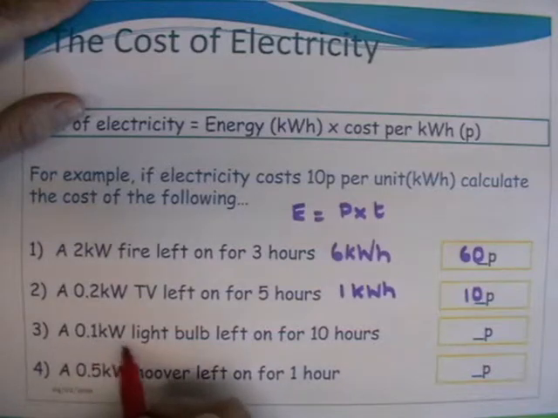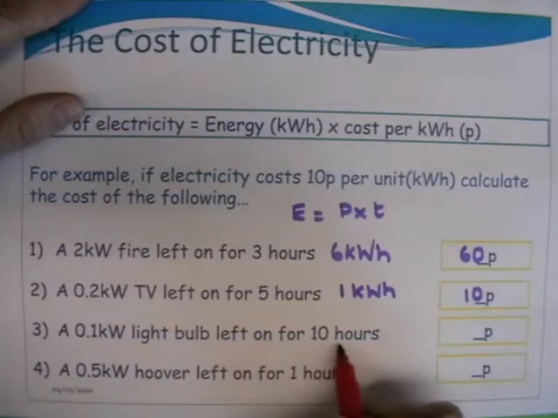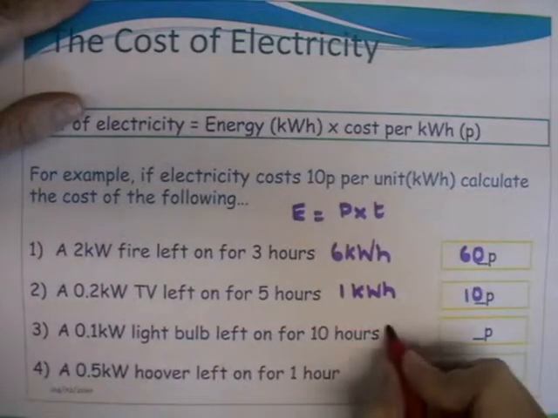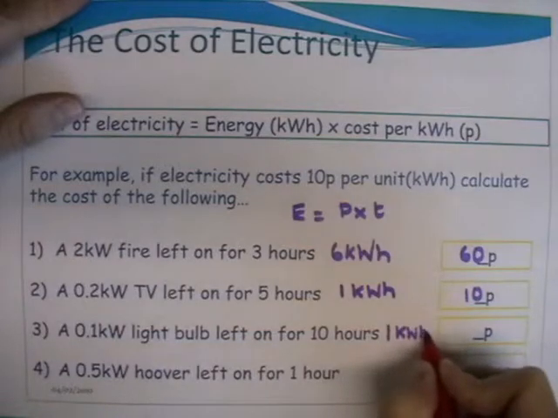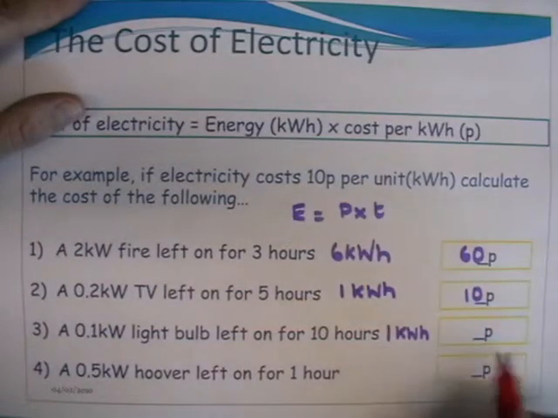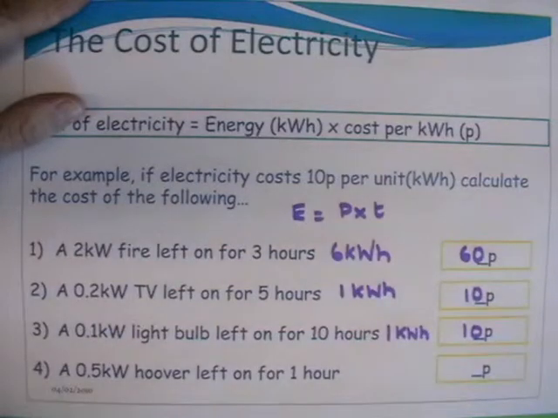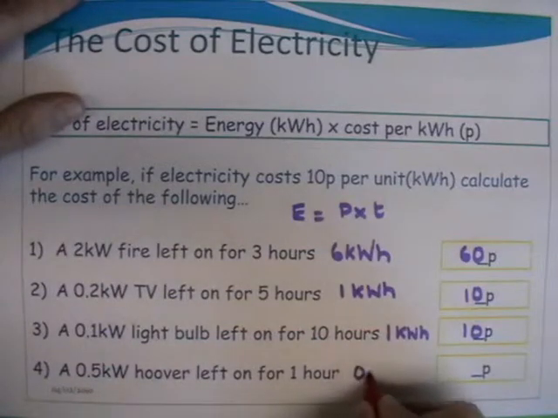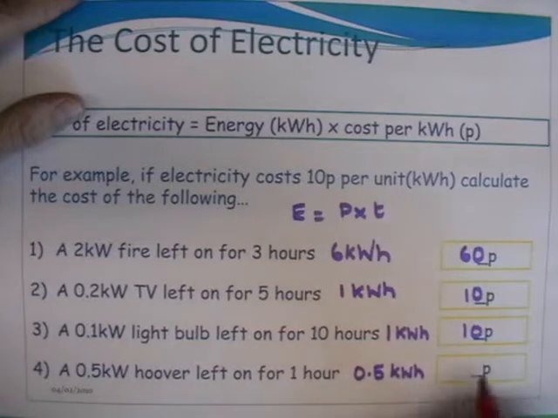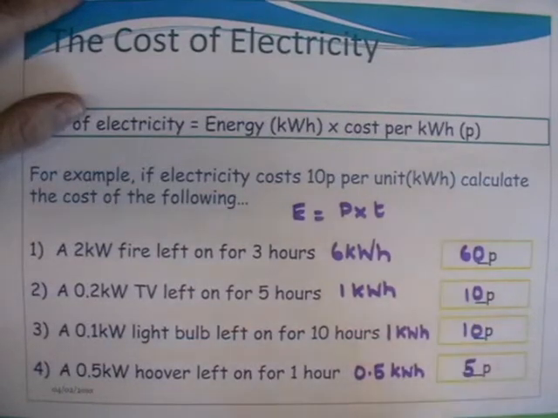A 0.1 kilowatt light bulb left on for 10 hours. So 10 times 0.1 gives you 1 kilowatt hour. And again, 1 times 10 pence is 10p. And the last one, a half kilowatt hoover left on for 1 hour. So 1 times 0.5 is 0.5 kilowatt hours. And again, by 10p gives you 5 pence.